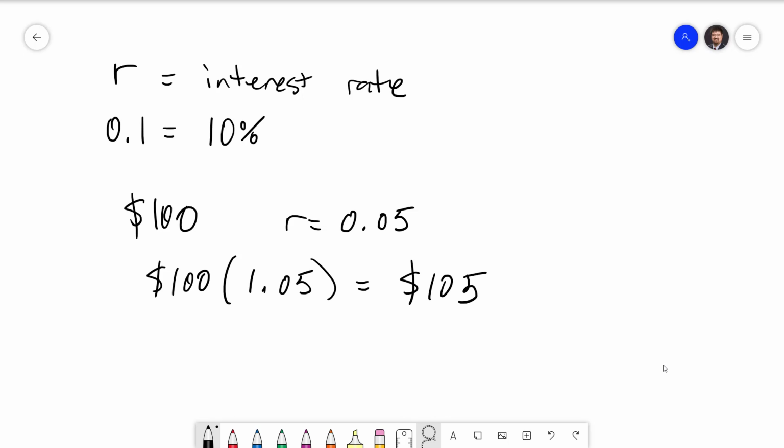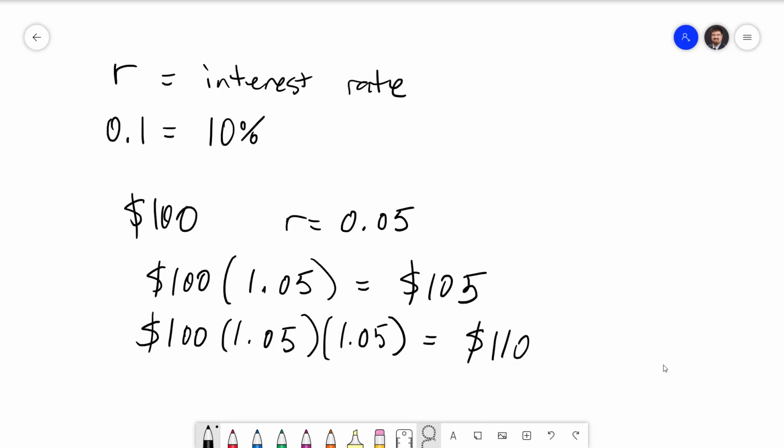After a second year, our starting $100 is going to grow by 5% twice. And so we'll take 100 times 1.05, which is 105, and multiply it by 1.05 again, which is 110.25. We can generalize this to build a formula for the future value of money.